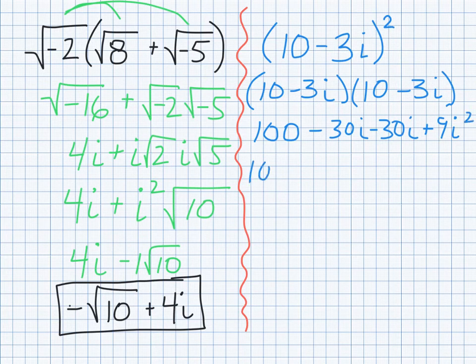So combining like terms, in this next line we're going to have -60i, and then since i squared is -1, it's really plus 9 times -1 or -9. And combining our like terms here, we have 100 minus 9, which is 91 minus 60i.